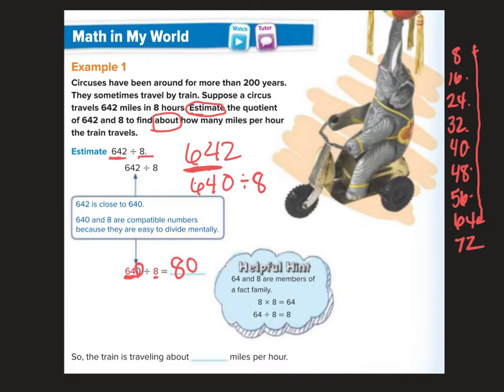Okay, so is this the exact answer? No, I used numbers that were easy to work with. I looked at the 8 and I said, okay, what multiples of 8 can I use? And I found 64. So the train is traveling about 80 miles per hour. Now, if that's confusing to you, let's do more. That's how things get easier as we practice. We do more and more examples, okay?